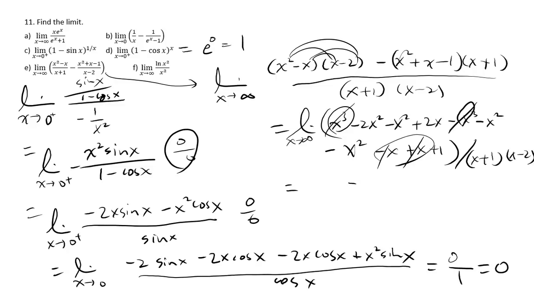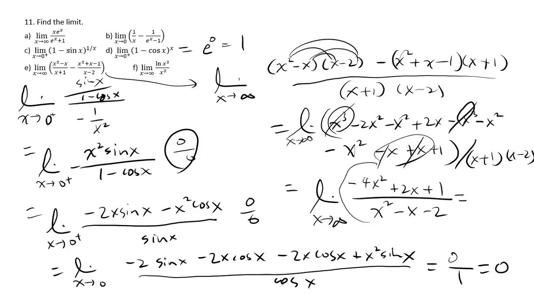This overall will have negative 4x squared, and then you'll have 2x plus 1 over, if you expand the denominator, it's going to be x squared plus x squared minus x minus 2. Okay, so this is what you have. This is definitely infinity over infinity type, so you can use L'Hopital's, but actually the easier part is to just look at the dominant terms.